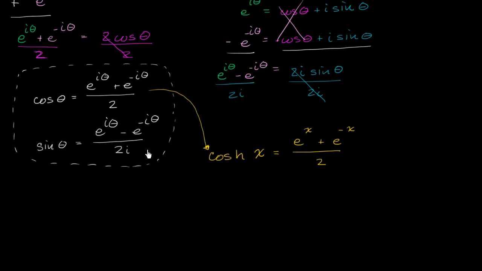And then let's define another one, hyperbolic sine. I'll call it sinh for hyperbolic sine of x. And I'm just going to get rid of all of the i's. I'm just being inspired by this. So e to the x minus e to the negative x, all of that over 2.